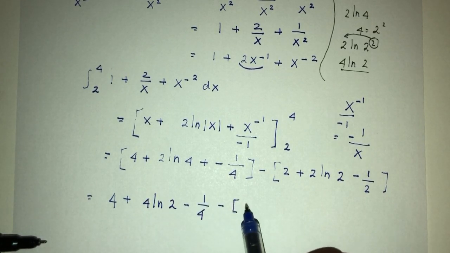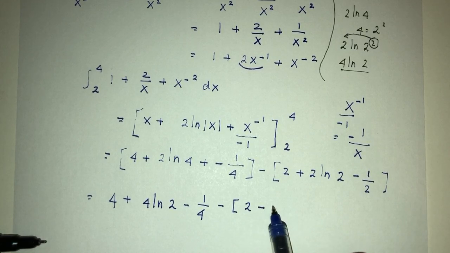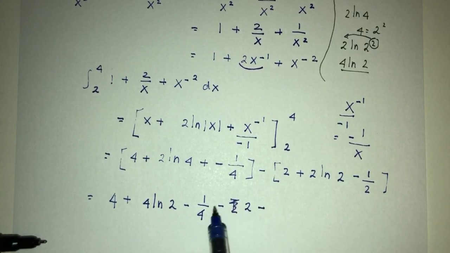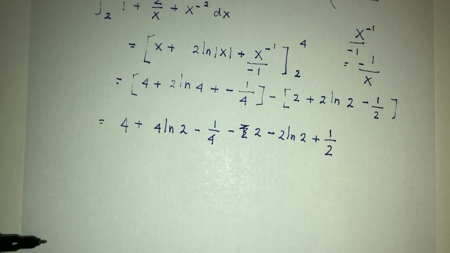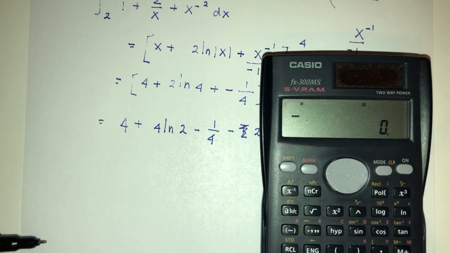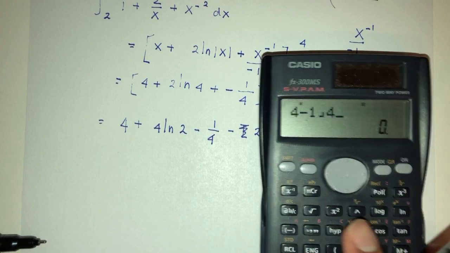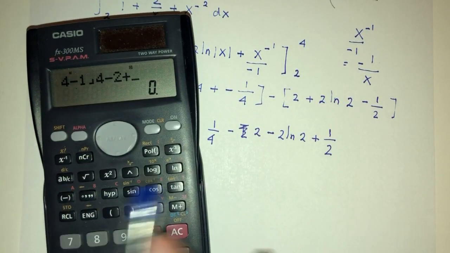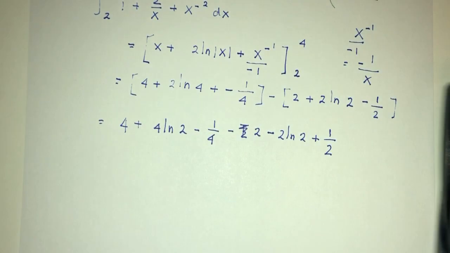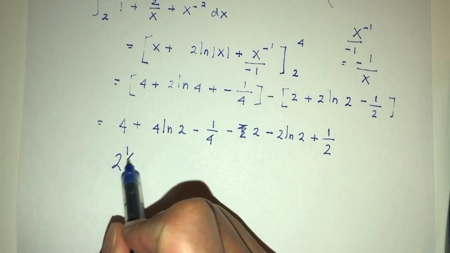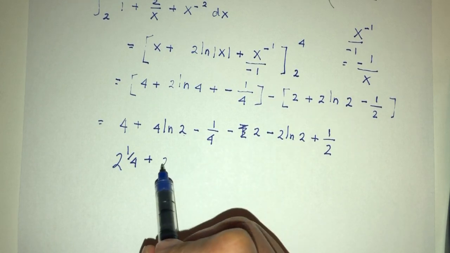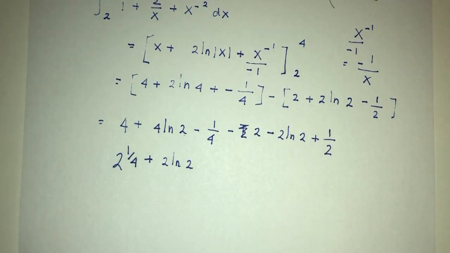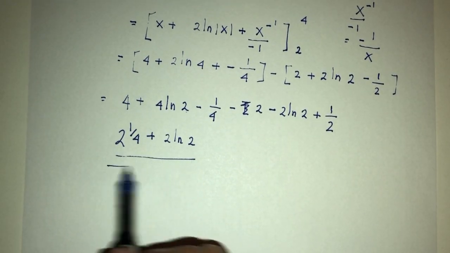The minus bracket, we have 2 here. Minus, so let's expand the bracket. So minus 2 ln 2 and plus half. So here we have what? Let's do this: 4 minus 1 over 4 minus 2 plus half. That will be 2 and 1/4, and plus 4 ln 2 minus 2 ln 2 will be 2 ln 2. So your answer will be this as exact value.